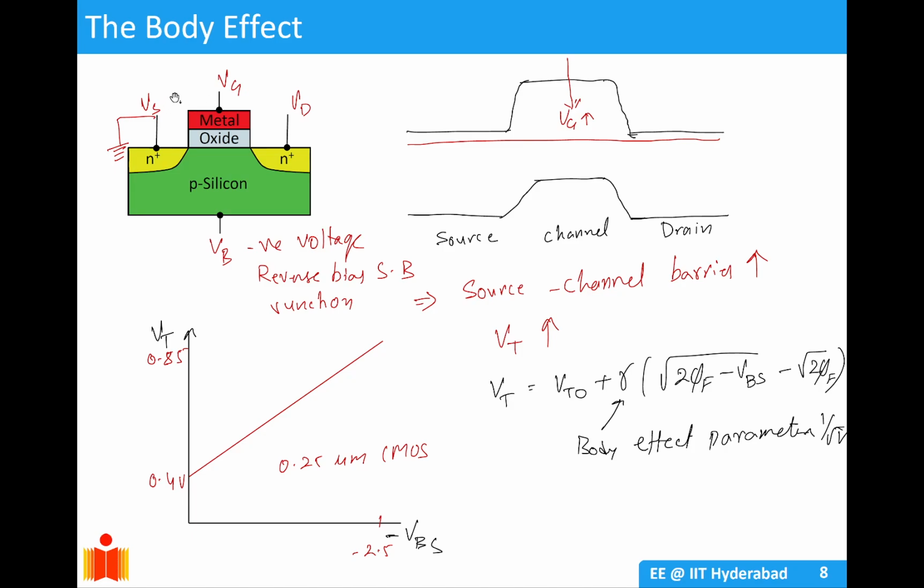Now we talk about body effect. So we said that we can also consider a contact on our substrate, which is called the body.